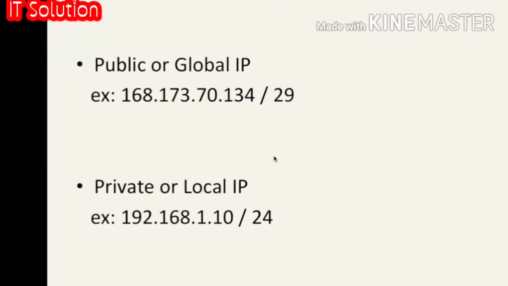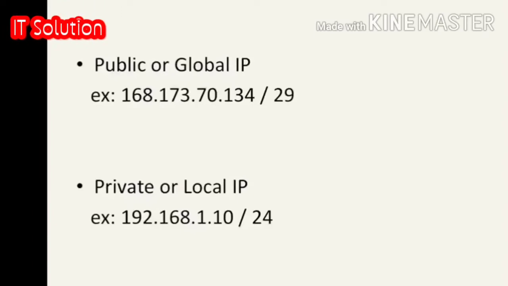So there are two types of IP addresses. There are global or public IP addresses, and they usually look something like this. And then there's a private or local IP address. So if you do an ipconfig or ifconfig on your machine at home, most likely you'll have a 192.168 dot something IP address there. So there's a private and then there is public.